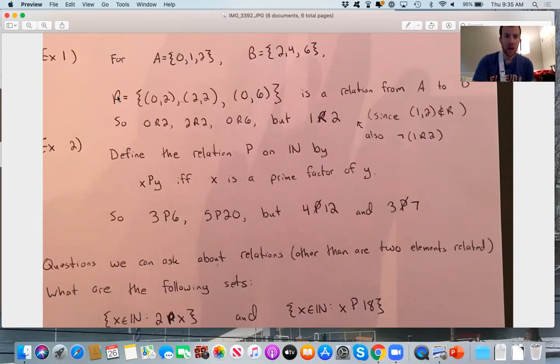Then we can write down a relation, and in this case we'll explicitly write out what the pairs are. So R is this set with the 3 ordered pairs in it: (0, 2), (2, 2), and (0, 6). This is a relation from A to B. All the first coordinates come from A, all the second coordinates come from B.